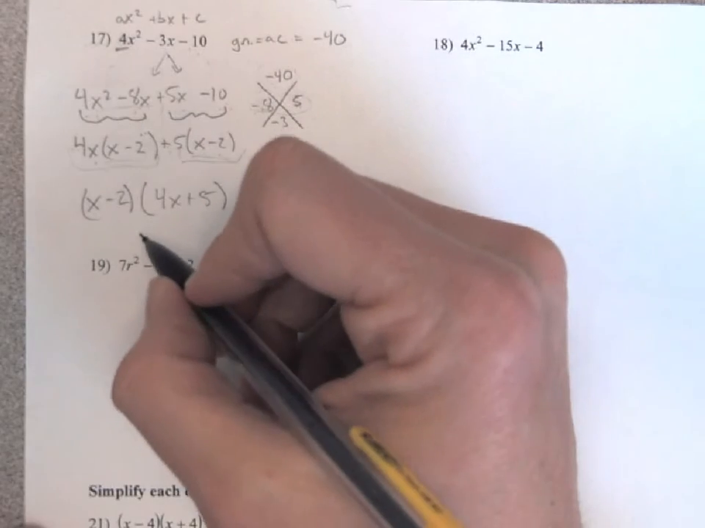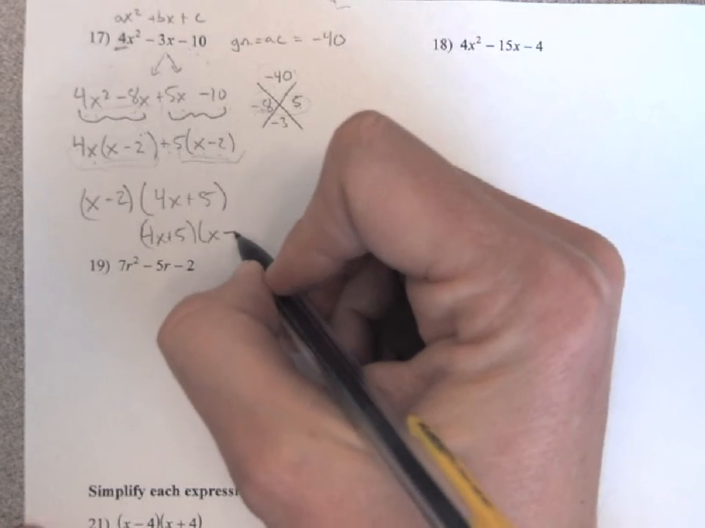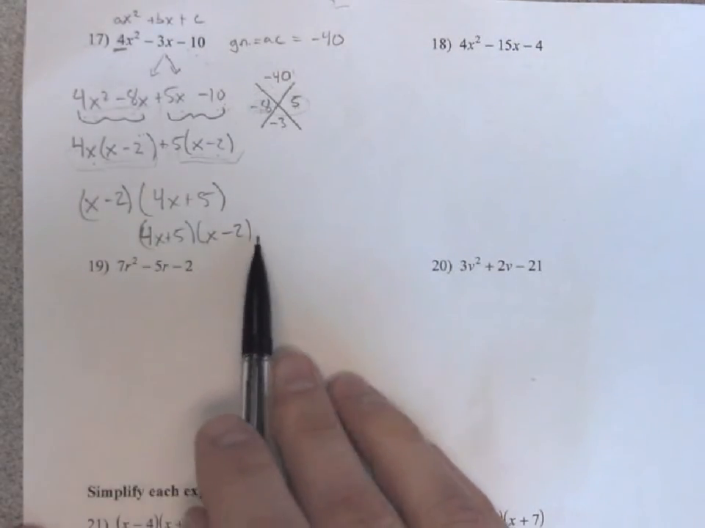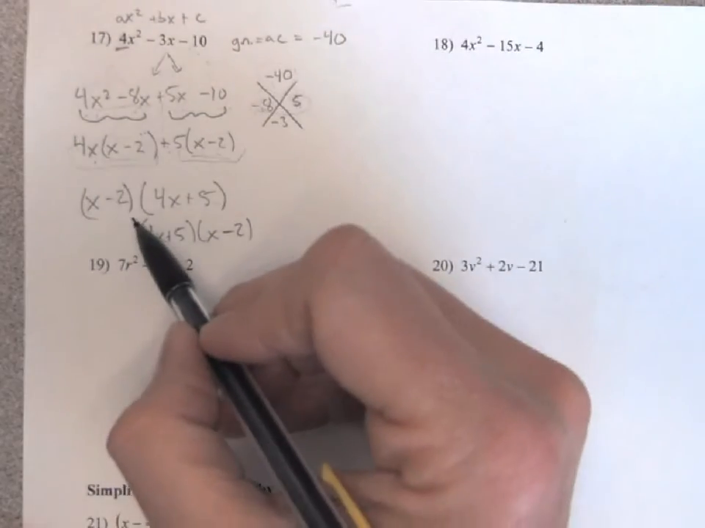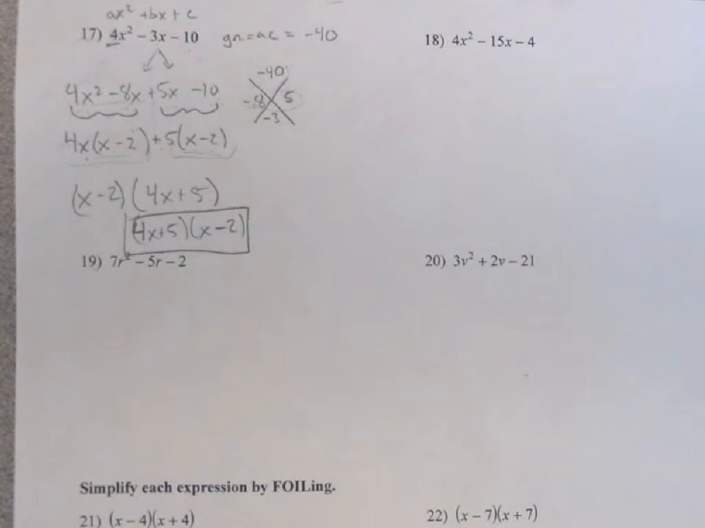Now we could also write 4x plus 5 times x minus 2. That's fine too, because these two factors are getting multiplied, and since multiplying is commutative, the order doesn't really matter. So either one of those would be okay. And that's factoring by grouping.